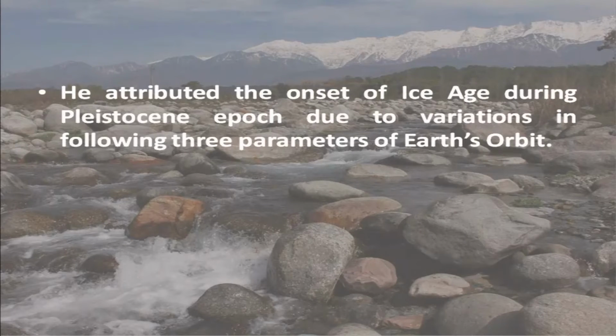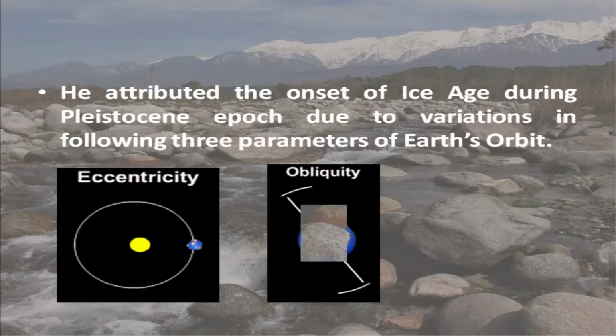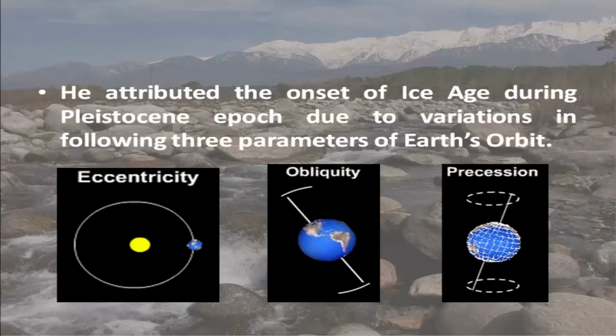So he attributed the onset of the ice age during the Pleistocene epoch to variation in these three parameters of the Earth's orbit. As we discussed in the beginning, the Pleistocene epoch faced a lot of climate change, and even in the Holocene we are experiencing global warming. So if there is a change in obliquity, eccentricity and precession, then we will experience a change in the climate.